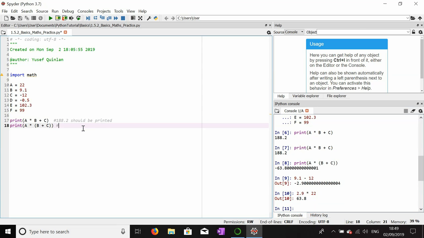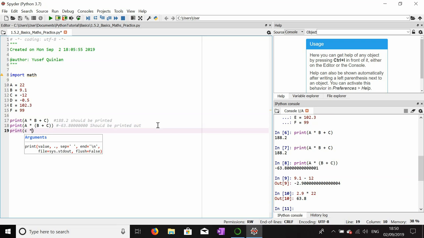So we can put that minus 63.800 should be printed out. And that's because of where the parentheses are. See that? Now, let's print out, oops, D. Now we'll do D by C by E by F.